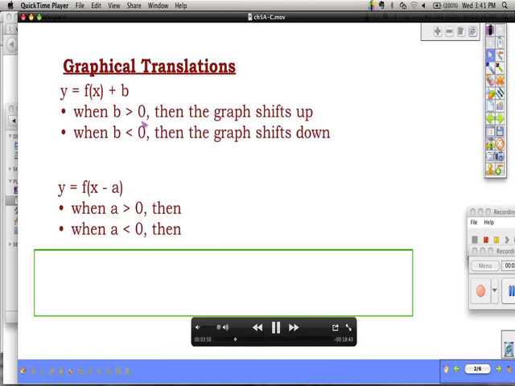So some properties here. If we have a parent function, we're adding some constant b onto the end. If that constant b is greater than 0, the graph is shifting up. If that b is less than 0, the graph is shifting down.